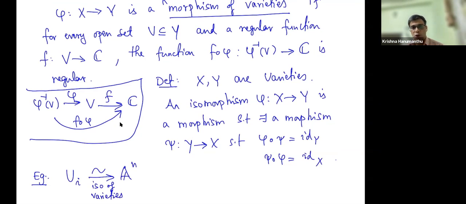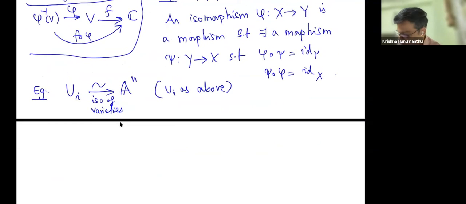Okay, and as an example, U_i is isomorphic as a variety to A^n, the U_i that I defined earlier. U_i is as above. So this is the collection of points in the projective space where the ith coordinate is non-zero. So some simple examples, and I'll try to connect some of the previous lectures to this.